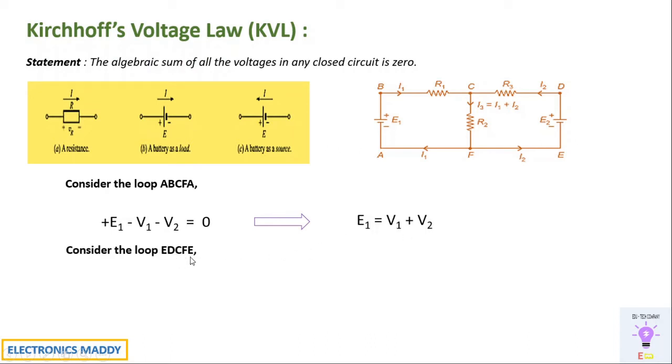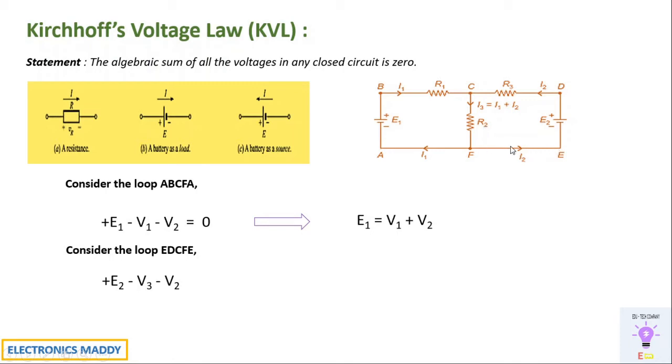Now let us consider another loop from this point, that is E, D, C, F, E. We'll again apply the same process. Let us say the current flows in this direction. We are assuming the conventional current to flow in this direction. So now it's moving from minus to plus, so we'll write it as plus E2. Again, if we take plus at this point and minus at this point, we will write it as minus V3. Again, when you come down through this particular loop where you see the branch CF with resistor R2, we'll take plus here and minus here, so we'll write it as minus V2 again.